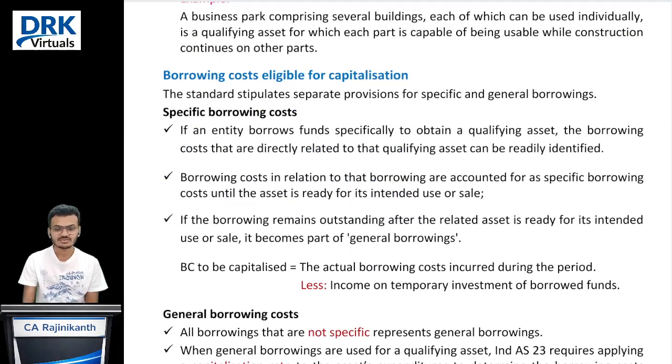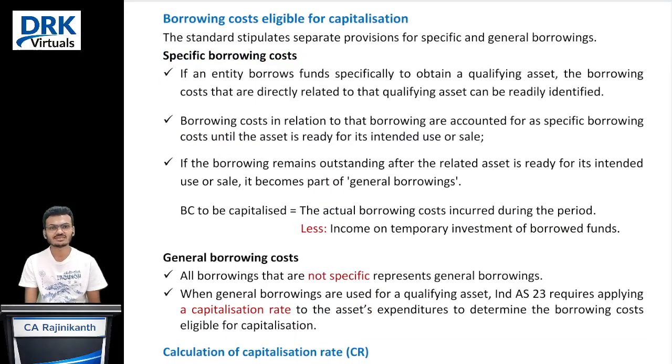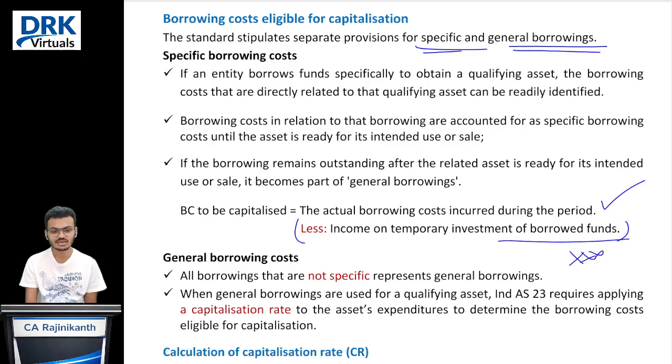And next one is, the standard has provided provisions separately for specific borrowings and general borrowings. What is specific borrowing? Specific borrowings are borrowings that have been taken specifically for construction or acquisition or production of a qualifying asset. It means what, sir? We can simply identify that borrowing. We can easily calculate the interest cost. So simply you capitalize that. Suppose you invested the proceeds of the specific borrowing temporarily anywhere, we should reduce that temporary income and only the net amount we should capitalize.